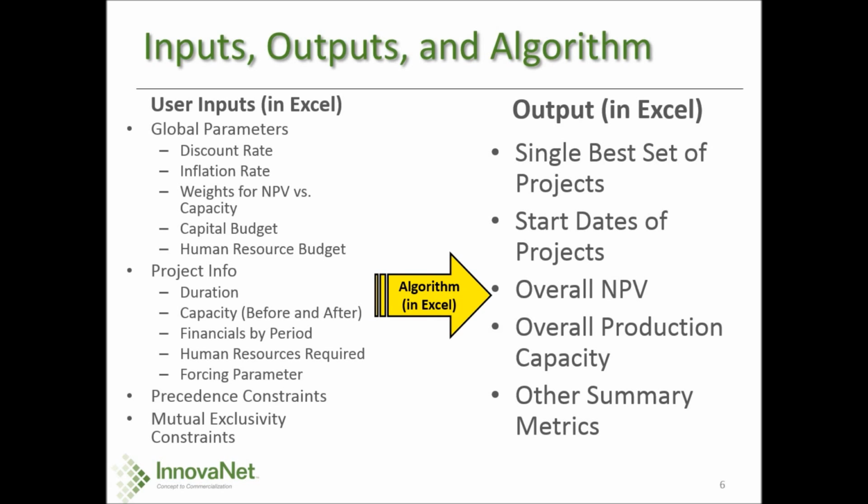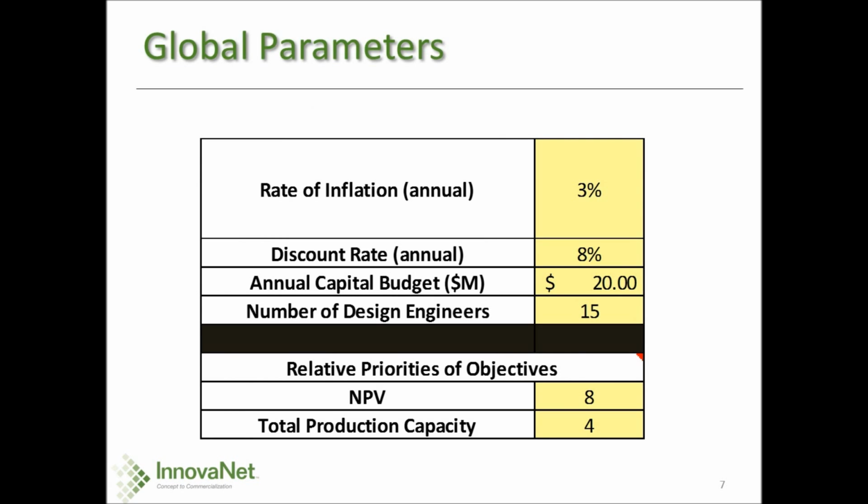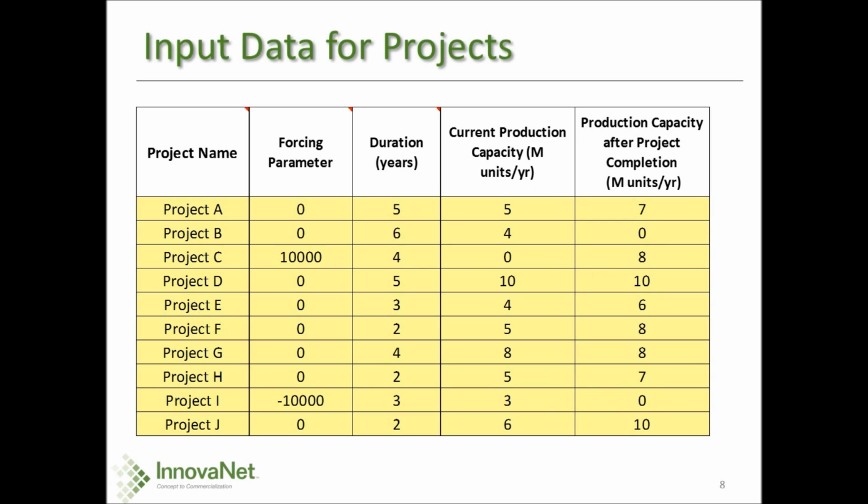It also calculates various other metrics to show the results that will be obtained by executing that particular set of projects. Looking at the actual model, here's where the user would enter the global parameters. These include inflation rate, discount rate, and the relative priorities that the user would like to assign to the two different objectives.